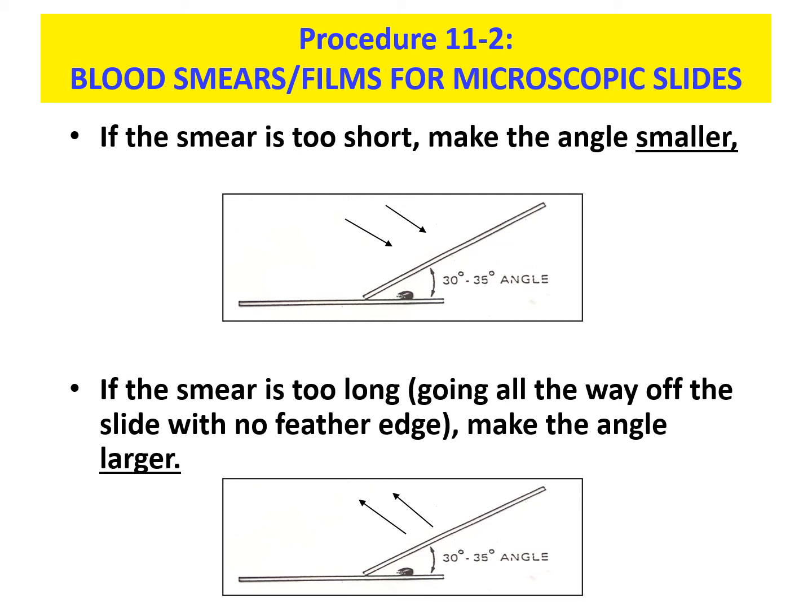If your smear is too short, you want to make the angle smaller. It means you're holding that slide up too high. If the smear is too long and it goes all the way off the slide, because we want the spreader slide to smoothly and evenly go off the end of the slide where our blood's on, right? But we don't want our smear, once it's done, you want it to fill up about half of the slide, but you don't want it to go off the edge. So if it does, you want to make the angle a little larger. You got that slide down too far close to the other one.